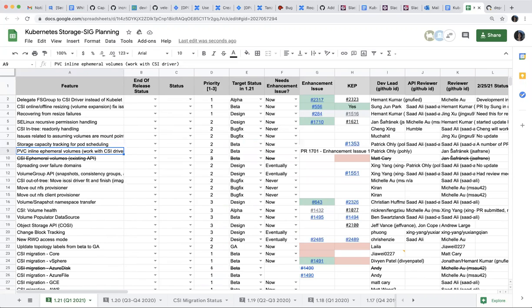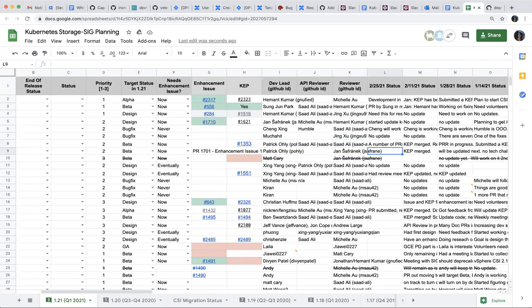Next one is the PVC inline and ephemeral volume. So this is also Patrick's. Michelle, do you know if this one has any pending things? I think Jan has been reviewing a couple PRs. I think otherwise this seems in good shape, right? I don't think there's any major pending things remaining. Is that right, Jan? Who disappeared? I think Jan disappeared right when I mentioned him. Okay, no, it just has a question mark there.